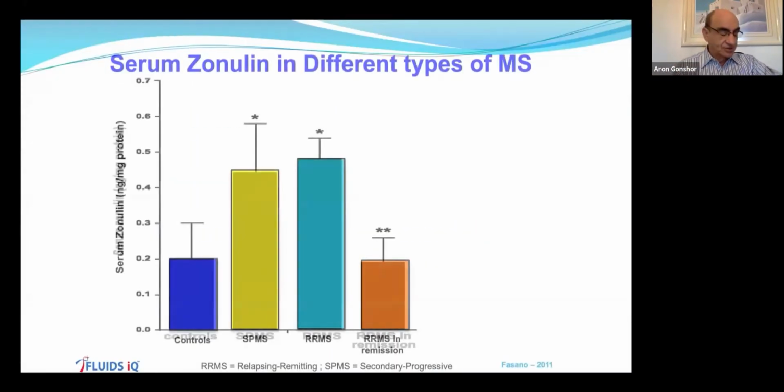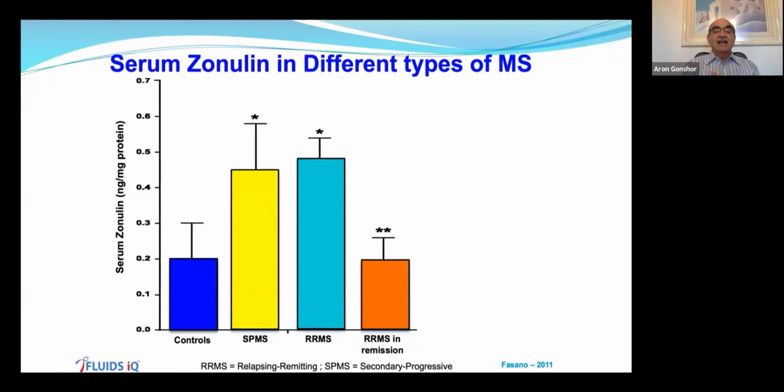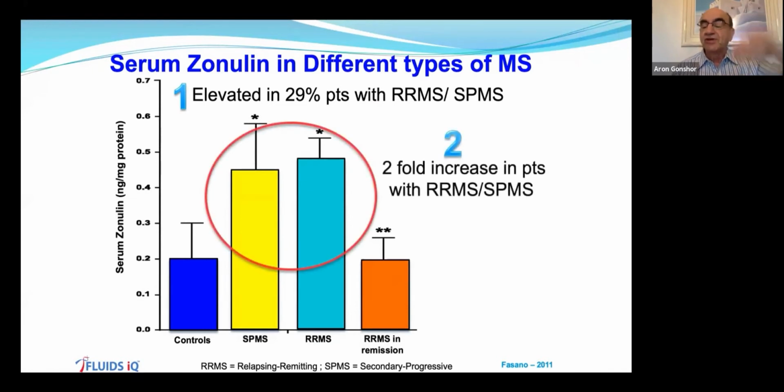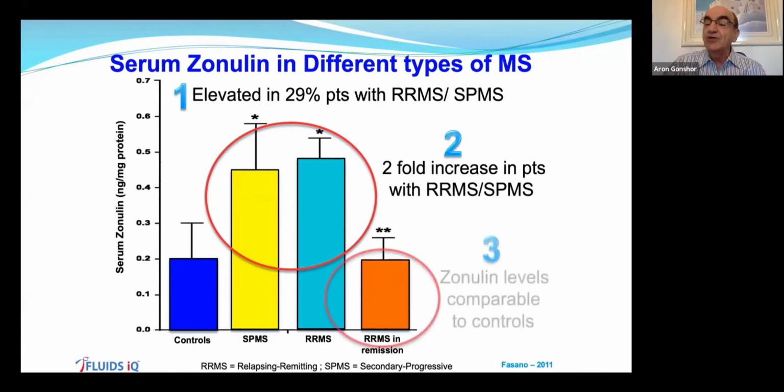Multiple sclerosis. We do know that serum zonulin can differentiate, and you see it in different types of multiple sclerosis. It's elevated in 30% of those with relapsing remitting and so on, and secondary progressive. We know that there's a twofold increase of that in patients with these exacerbated states of multiple sclerosis. And when you're in remission, your zonulin levels decrease to what they were with controls.